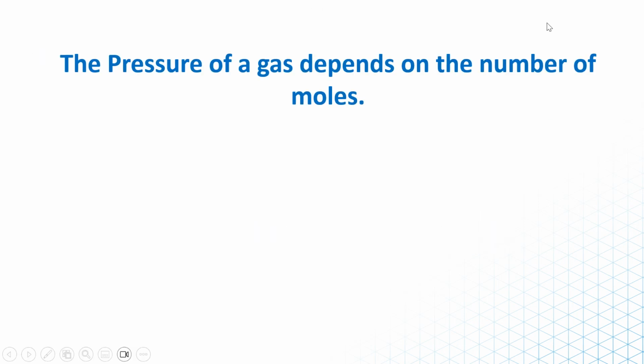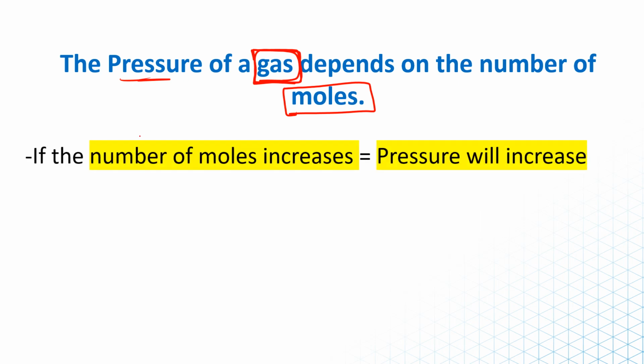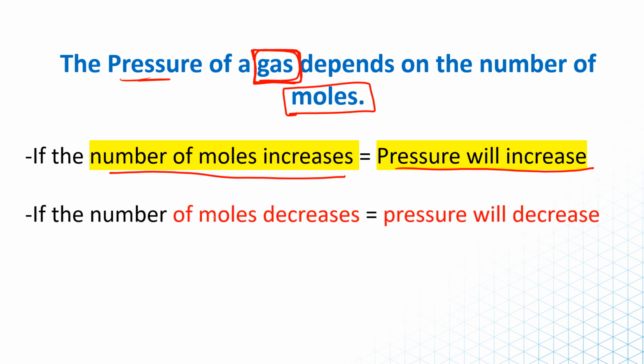Okay, now when we talk about pressure and volume, guys, we talk about gases. Okay, very important, we talk about gases. So the pressure of a gas depends on its number of moles. يعني في علاقة طردية ما بين ضغط الغاز وما بين كمية المولات. Very important to remember. If the number of moles increases, the pressure will increase. If the number of moles decreases, the pressure will decrease. Okay?